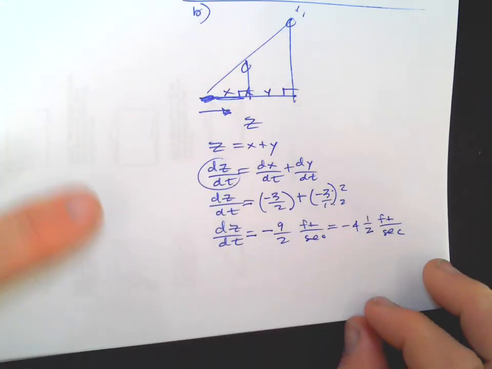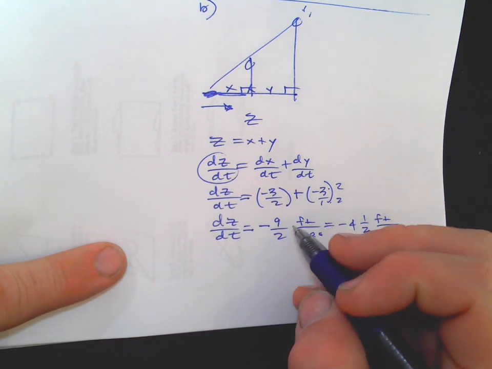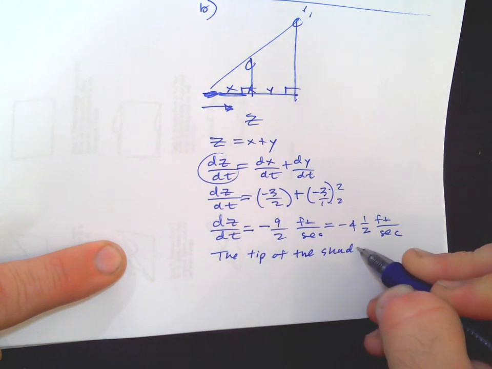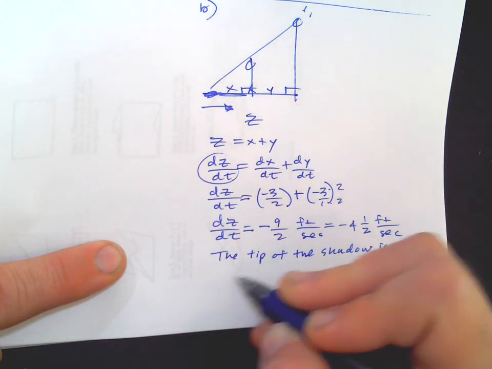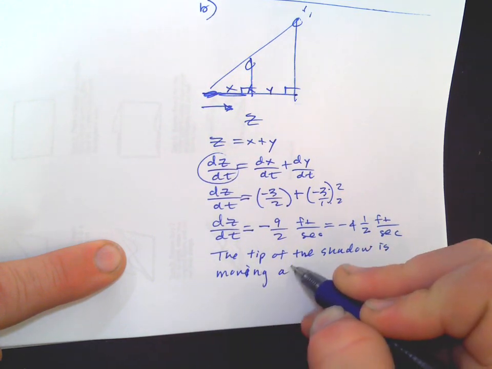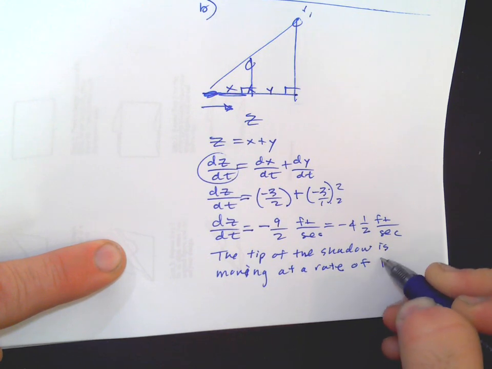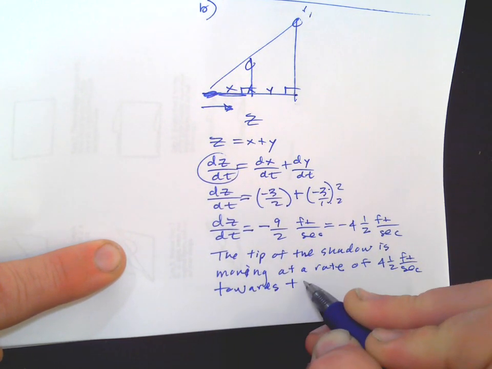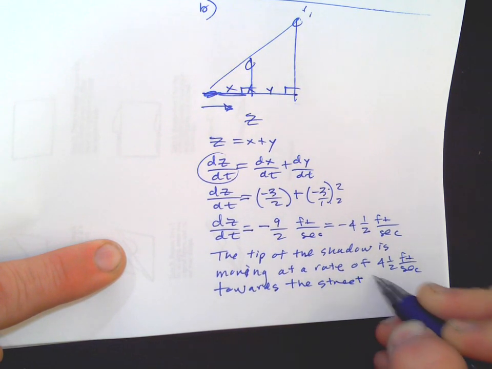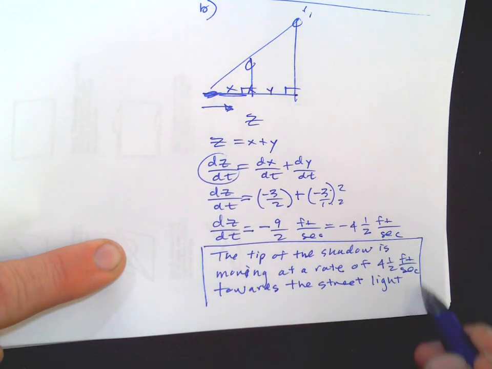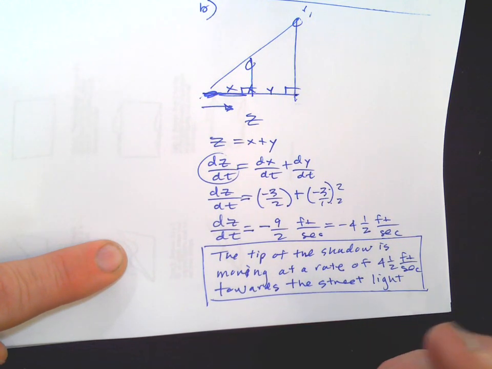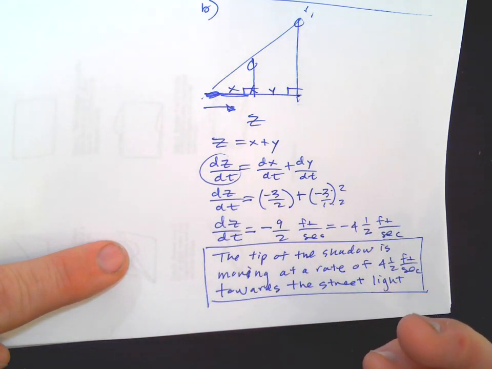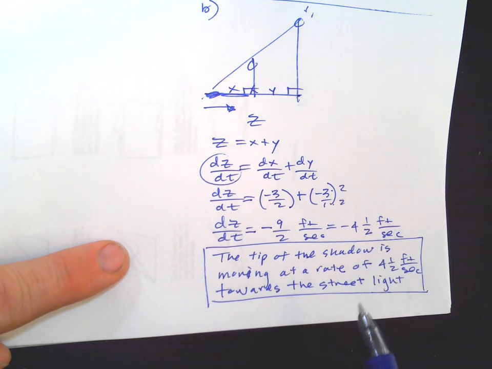Now, for this, I would get rid of the negative for my answer. I'd say that the tip of the shadow is moving at a rate of positive 4.5 feet per second towards the street light. The negative came up because we tied it to the length of the distance between the tip of the shadow and the string was decreasing. But as far as motion, you kind of want to describe the direction. Negative would often imply left direction, which is not the case here. The negative came up for a different reason. So there you go.